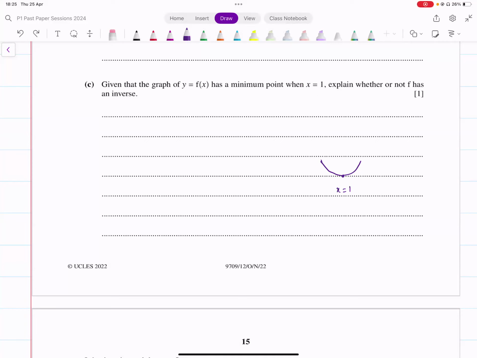Now, if the graph looks like this, can it have an inverse? No, because it's not 1-to-1. It fails the horizontal line test. So we can say f does not have an inverse.